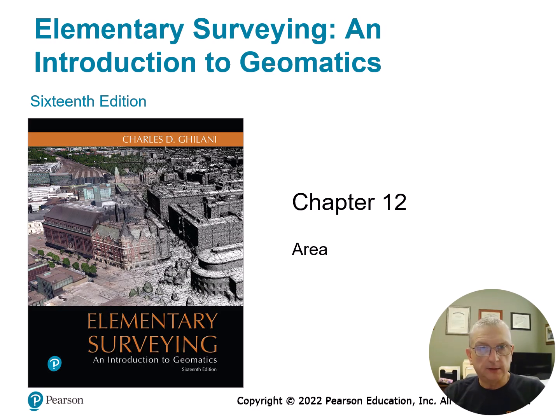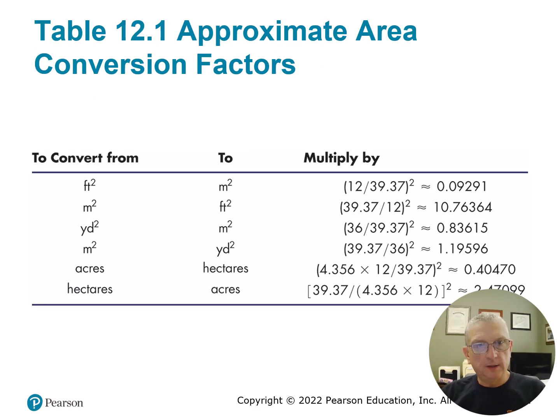Closely related is Chapter 12, which is area. Remember, from geometry we have units of length, units of area, units of volume. So all of these are just different units, and they're different types of measurements. And let's put that into perspective.